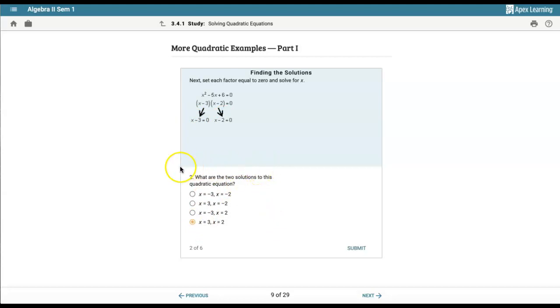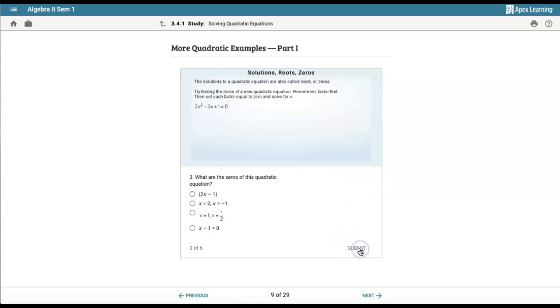Again, I want to point out to you, be really, really careful with your signs, okay? And even if you saw x equals 3, you got to make sure that that second one's correct. I don't want you making that mistake on your test, okay? It's a very, very simple one to make. All right. So then again, the solutions are called roots or zeros. And again, we can factor first, and then we solve for x. We have to factor first, then solve for x.